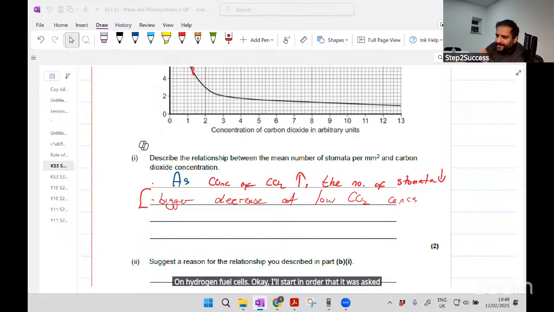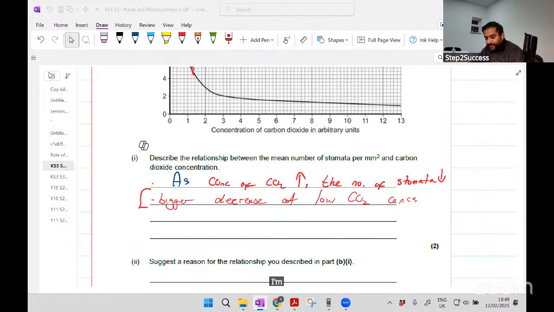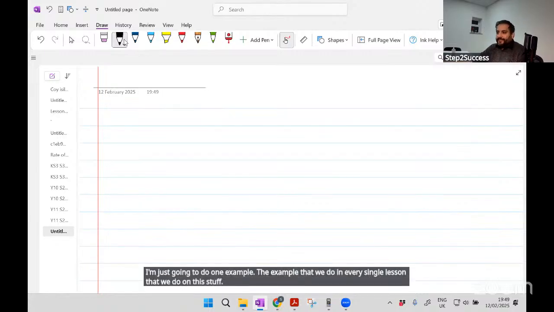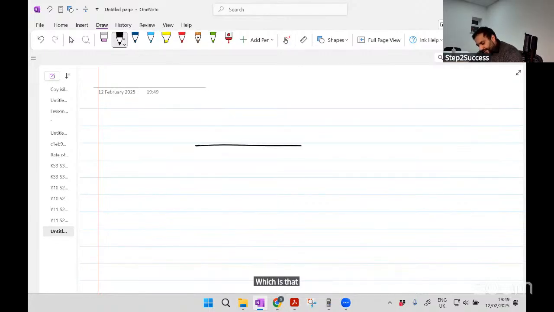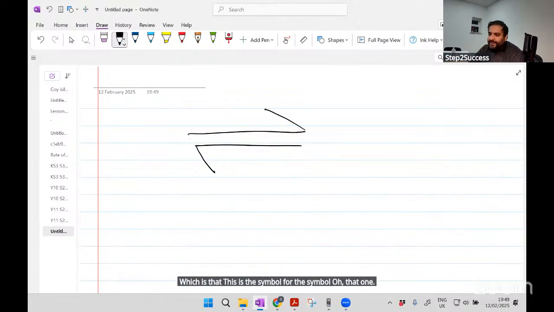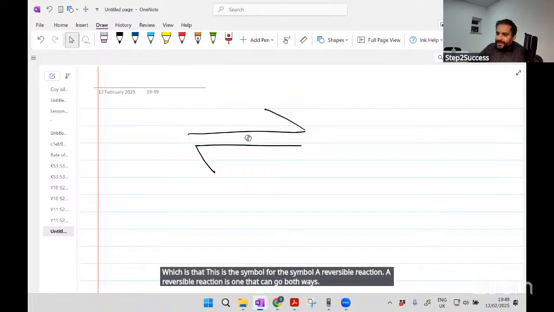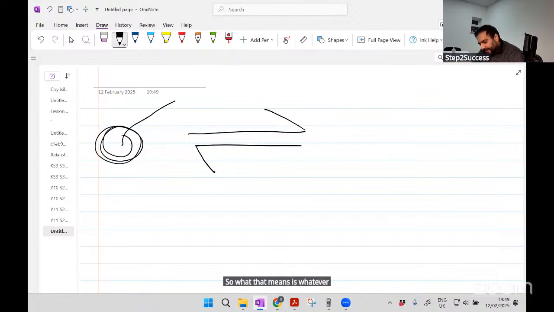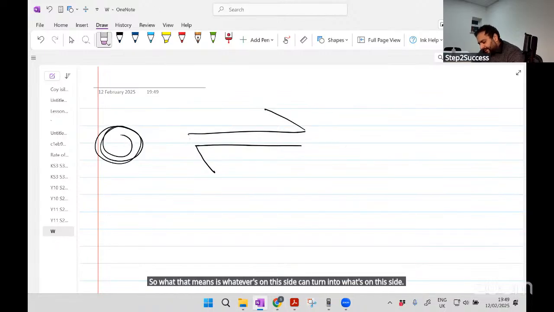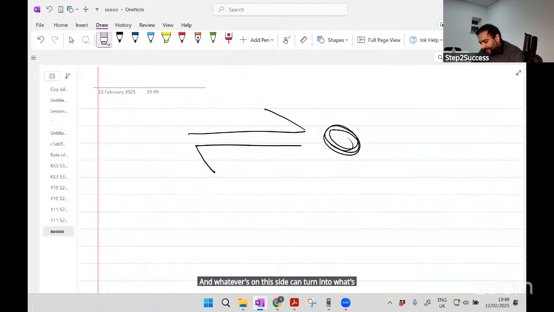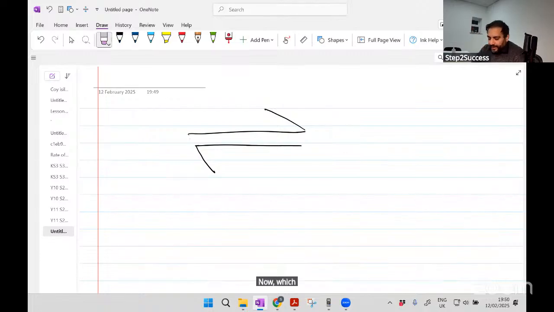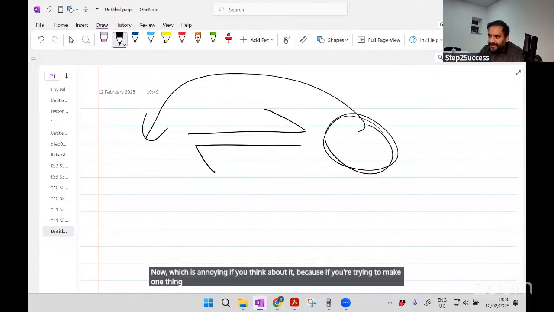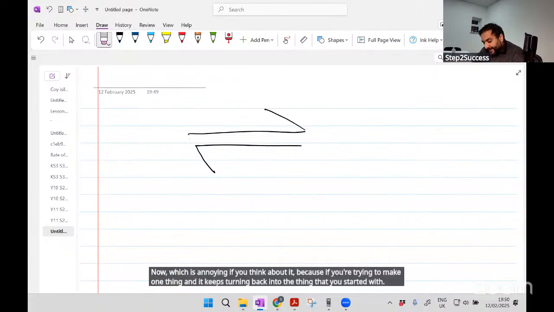So Le Chatelier's principle. I'm just going to do one example, the example that we do in every single lesson on this stuff. This is the symbol for a reversible reaction. A reversible reaction is one that can go both ways. So whatever's on this side can turn into what's on this side, and whatever's on this side can turn into what's on that side. Which is annoying, because if you're trying to make one thing and it keeps turning back into the thing that you started with, it's a pain. But that's what we have here.